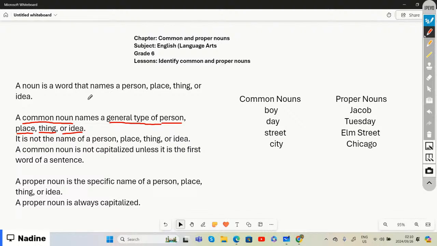And also, when we write or identify a common noun, it is not capitalized unless it is the first word of a sentence, because remember, the first word of a sentence needs to be capitalized. But if a common noun is anywhere within the sentence, it is not capitalized because we are not specifically saying this is the person, this is the place, this is the thing or idea, right?